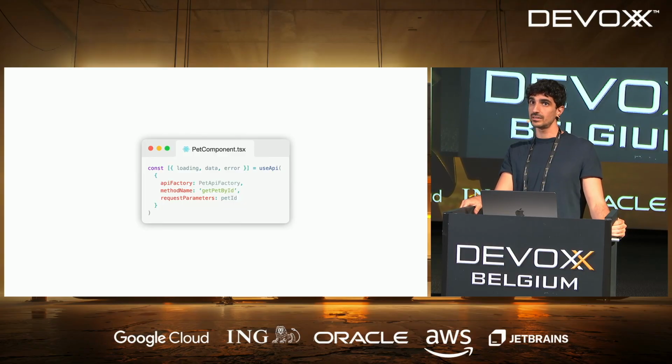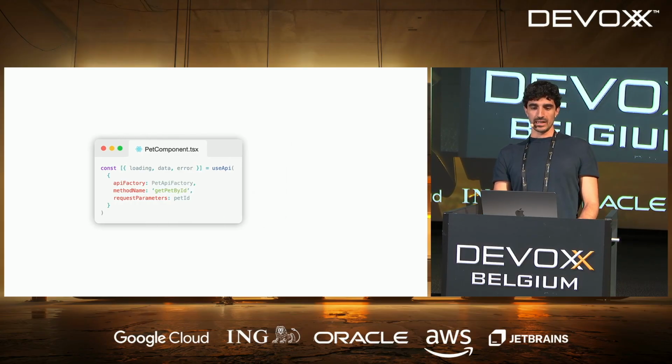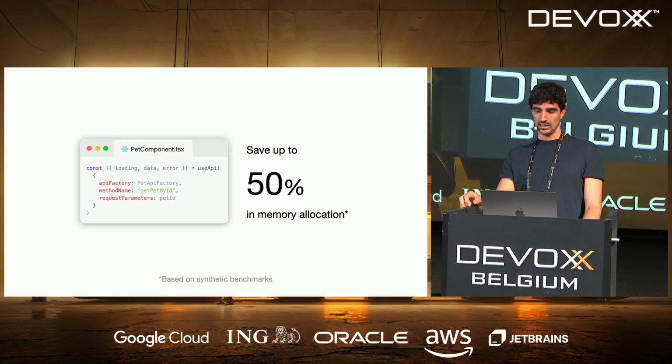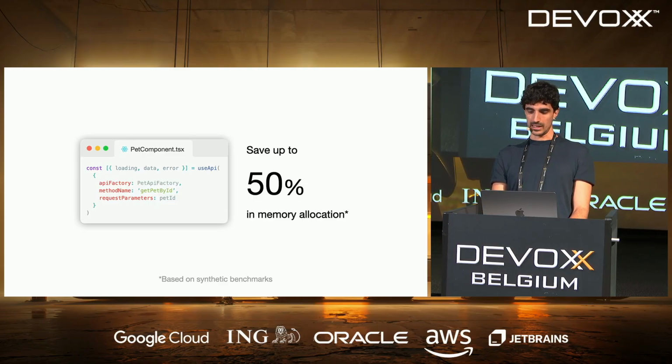We are using it at CERN in the business computing group in production applications, and it helps us a lot to speed up the development process with more confidence. It also helps us to save some memory. This is based on some synthetic benchmark analysis that we did, but more on that later.